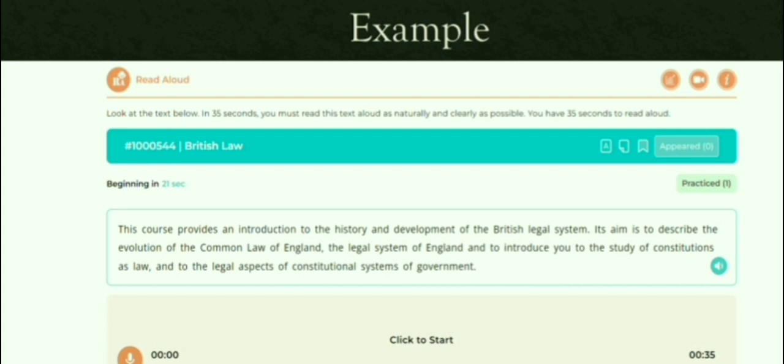So I'll show you an example. Suppose this is your read aloud and you will get 35 seconds for preparation. Utilize the preparation time wisely. Figure out which words are difficult to pronounce. Try to pronounce at least once, but if you couldn't succeed, you can skip that word. But don't break the fluency. Fluency plays very important role here.